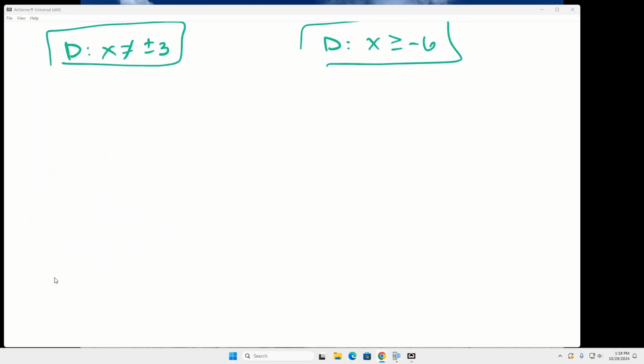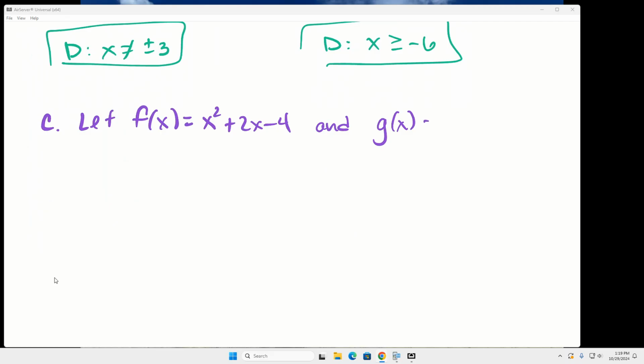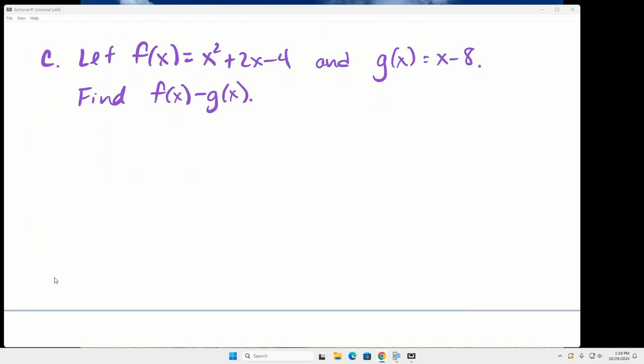All right, so for C, we're going to let f of x equal x squared plus 2x minus 4, and g of x equals x minus 8. And we're going to find f of x minus g of x. Okay. So that just means I'm going to take f of x, which is that big trinomial, and I'm going to subtract g of x from it.